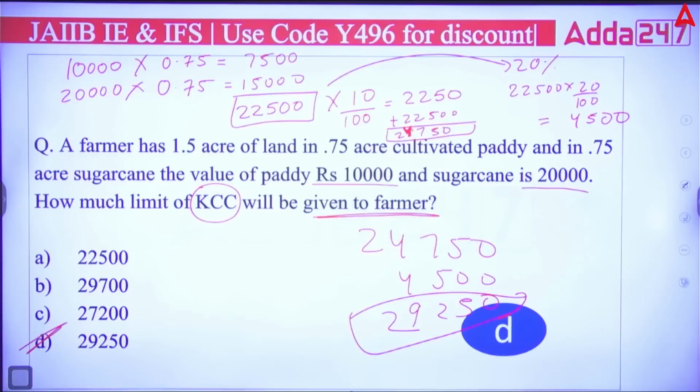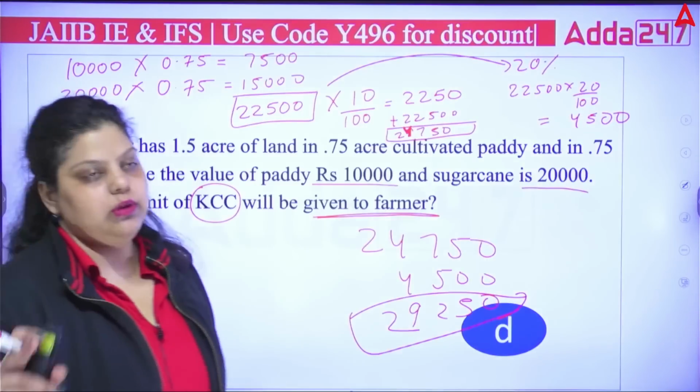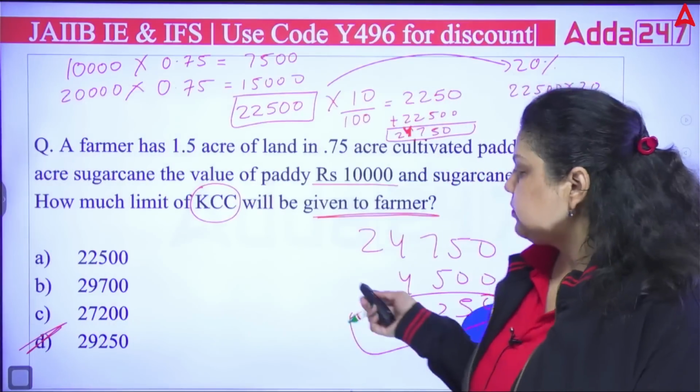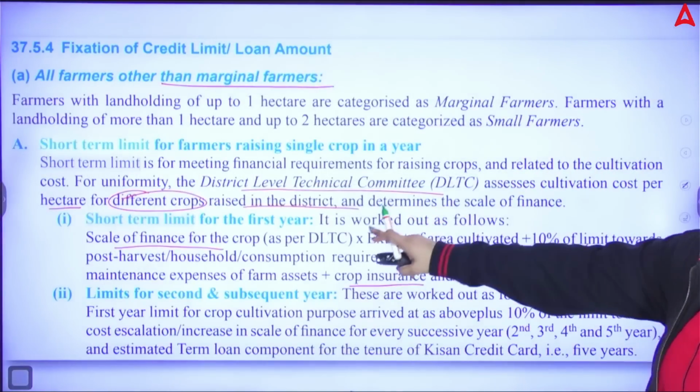I got confused here. So first of all, what we have to do? First of all, you have to calculate the scale of finance given to you.